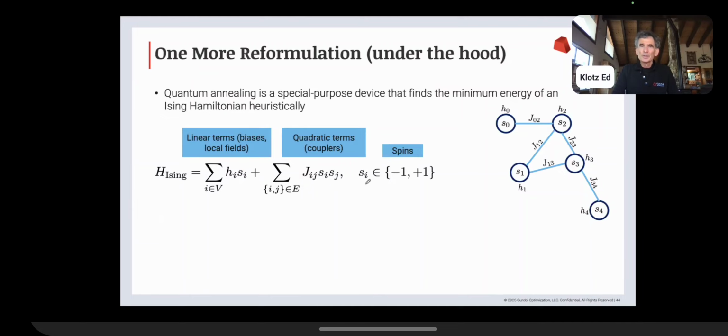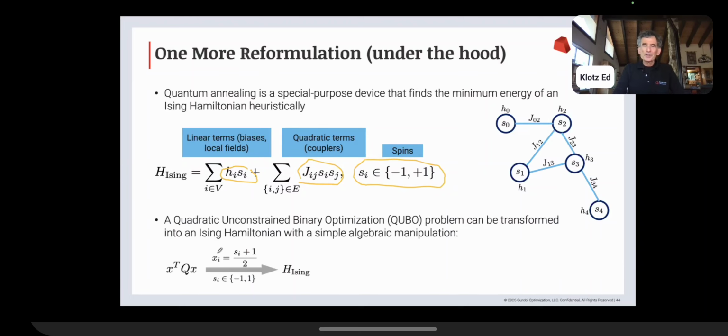The main point is the hardware is actually better at solving problems with discrete variables that take on -1 and +1. And you again see a quadratic objective term. The linear objective term corresponds to diagonal elements of the quadratic matrix, whereas the quadratic term involves the off-diagonal terms.